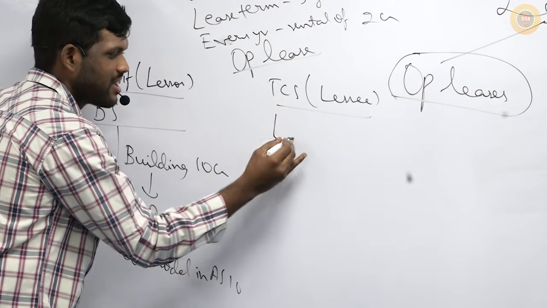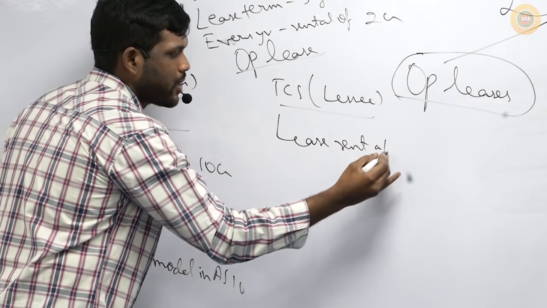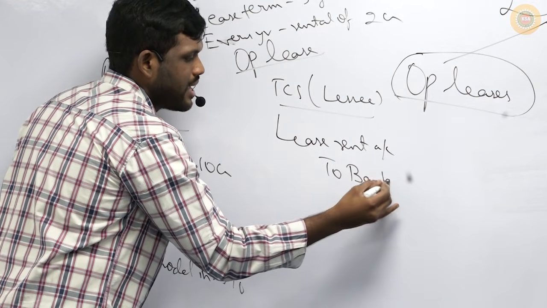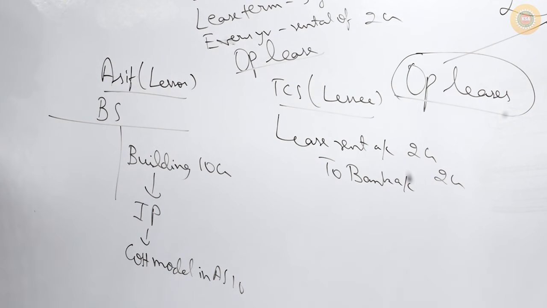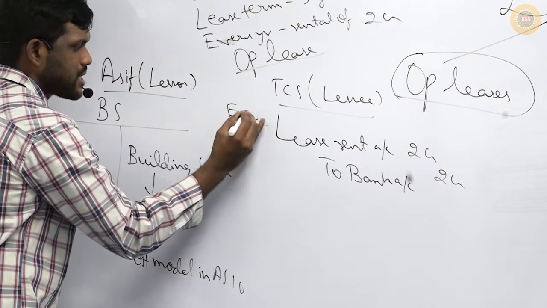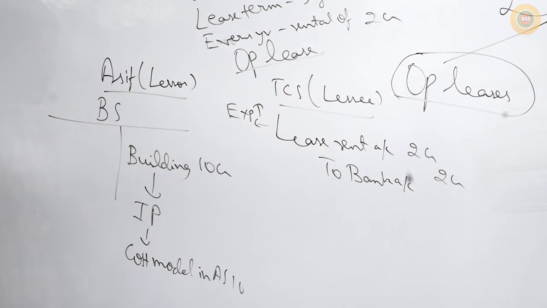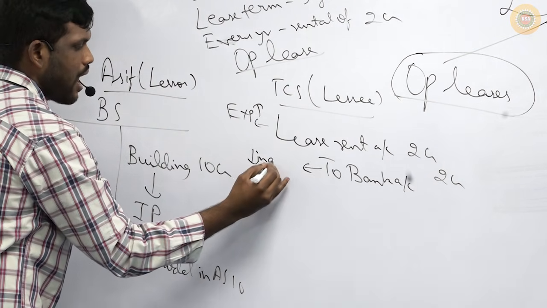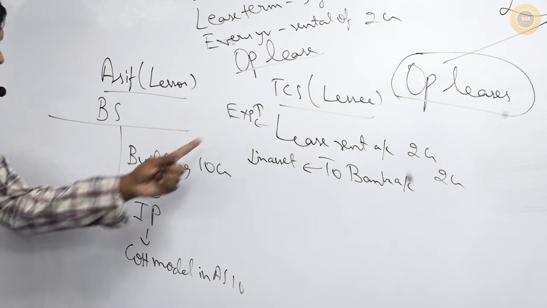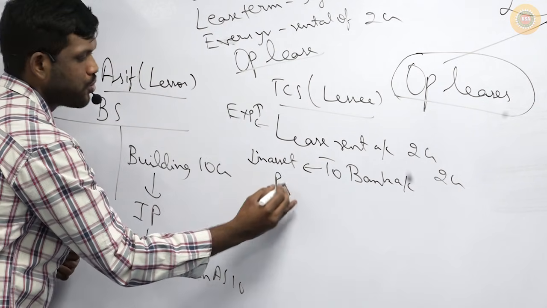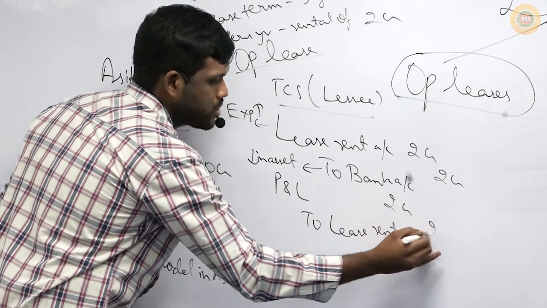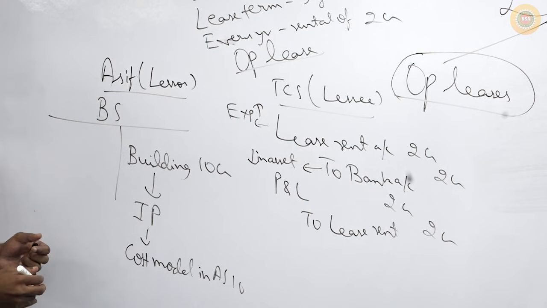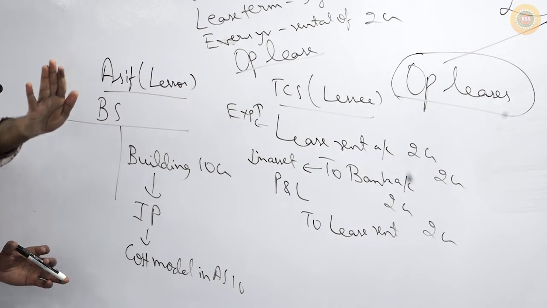Very, very simple. Lease rent account debit to bank account, 2 crores. This lease rent is an expense, an increase in expense, so I am debiting. Bank is a decrease in asset, so I am crediting. This lease rent will be charged to P&L: P&L account debit to lease rent, 2 crores. Sir, this we studied in 11th standard. Okay, operating lease is your 11th standard accounting.